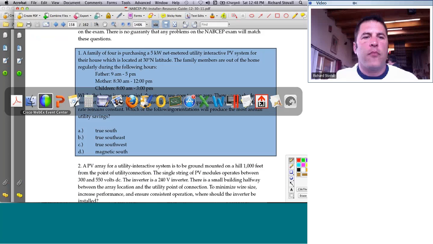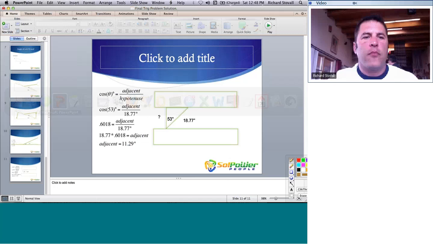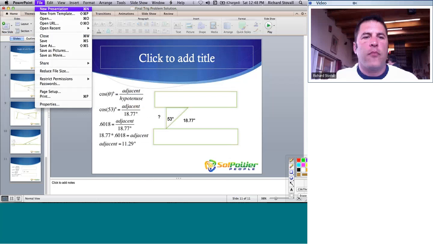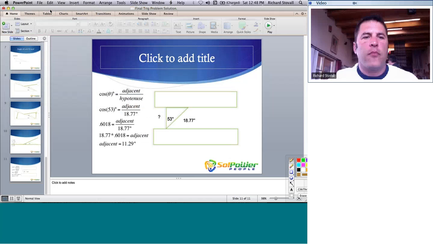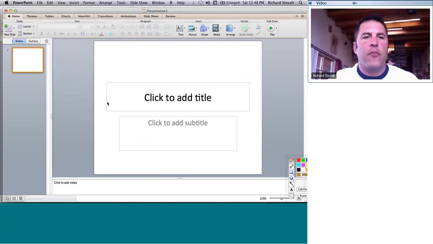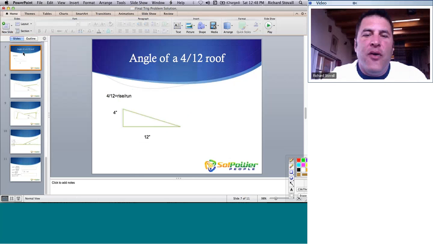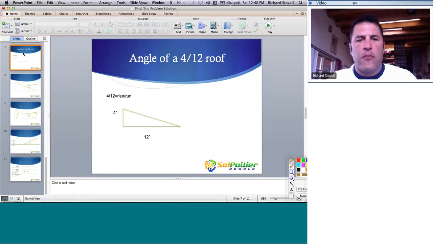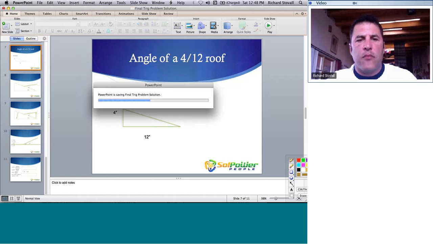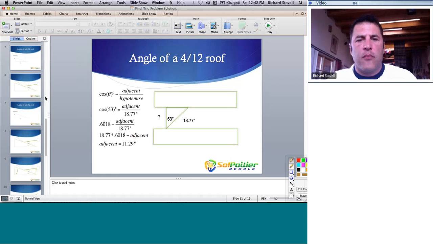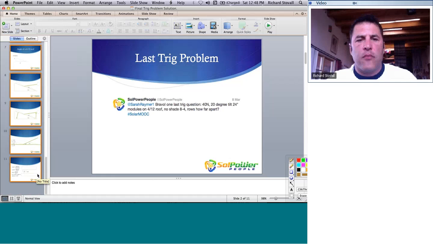All right, so you guys are all familiar with this one, I believe. A family of four is purchasing a 5 kW net metered utility interactive PV system for their house, which is located at 30 degrees north latitude. The family members are out of the home regularly during the following hours: 9 a.m. to 5 p.m. for the father, 8:30 a.m. to 12 p.m. for the mother, 8 a.m. to 3 p.m. for the children. While the home is unoccupied, the energy use goes to zero. There are no shade issues at the property. Competing installation costs are equal. And the year-round utility rate remains constant. Which of the following orientations will provide the most annual utility savings? True South, True Southeast, True Southwest, or Magnetic South?